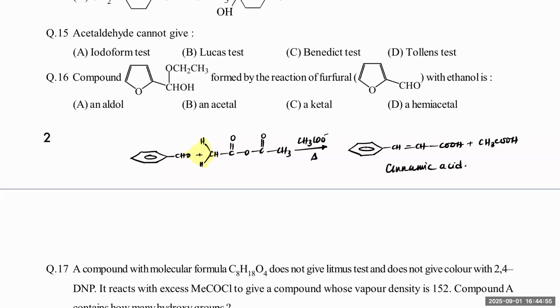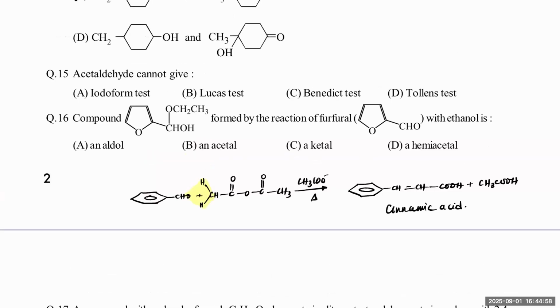Acetaldehyde cannot give which one? Which reaction? Acetaldehyde means CH3CHO. It has an open methyl group, so definitely it will give iodoform. It cannot give any Lucas test because Lucas test is for alcohols, not for aldehydes and ketones. It can give Benedict test. It can give Tollens test. Okay. Tollens test is the silver mirror test. Benedict test is brick red color formation, Cu2O. Next.